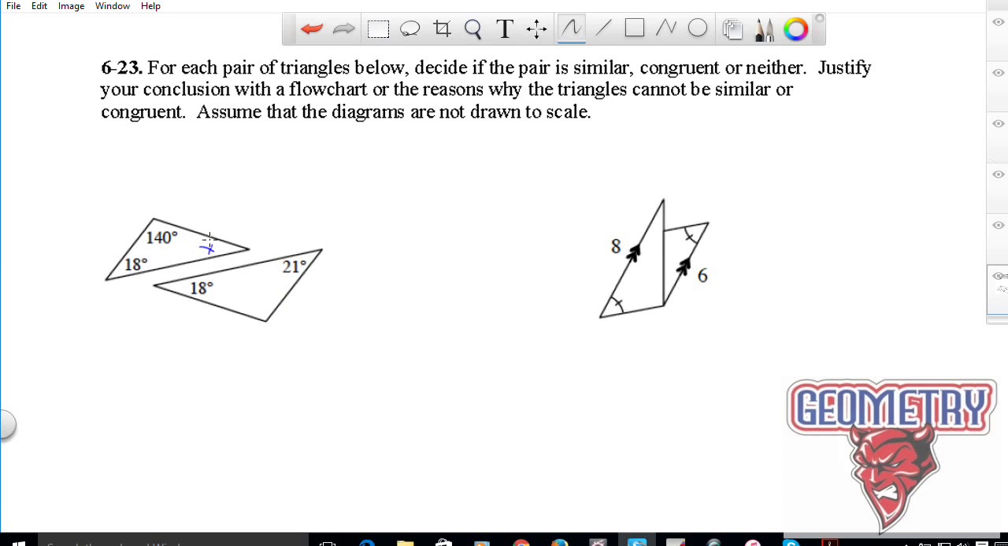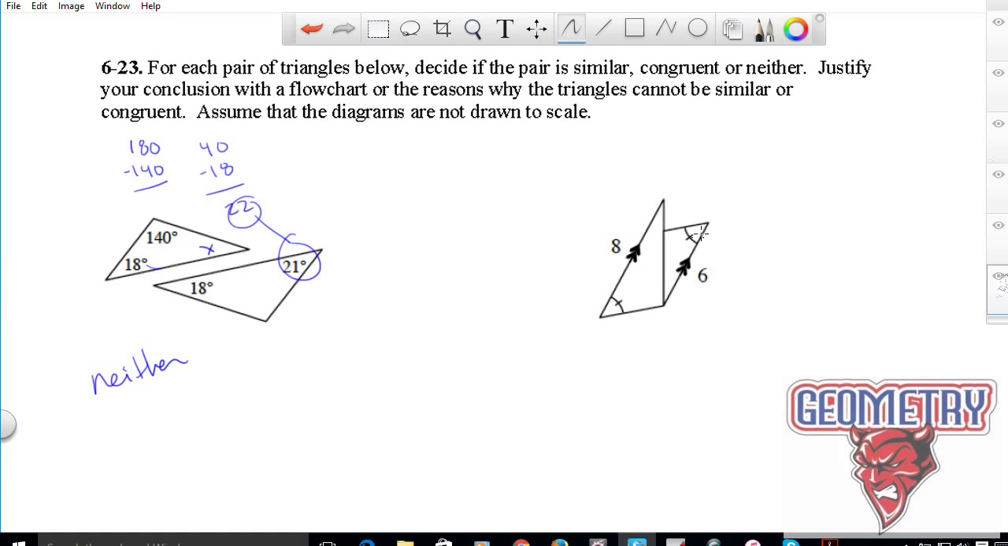We'll call this x. So we can figure out angle x. All three angles in a triangle add to 180. We're going to subtract off the 140 degree angle. That leaves us with 40. And then I'm going to subtract off this 18 degree angle. 40 minus 18 is 22, and 22 is not the same as 21. So these are neither. They are not similar, and they are definitely not congruent.